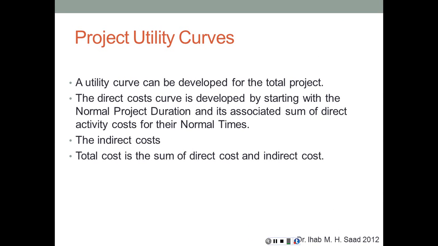So by compiling the different utility curves for different activities, critical activities primarily, and even non-critical activities at this point, a utility curve can be developed for the whole project. The direct cost curve is developed by starting with the normal project duration and its associated sum of direct activity costs for their normal times, and then we can add the indirect costs, and the total cost is the sum of direct and indirect costs.